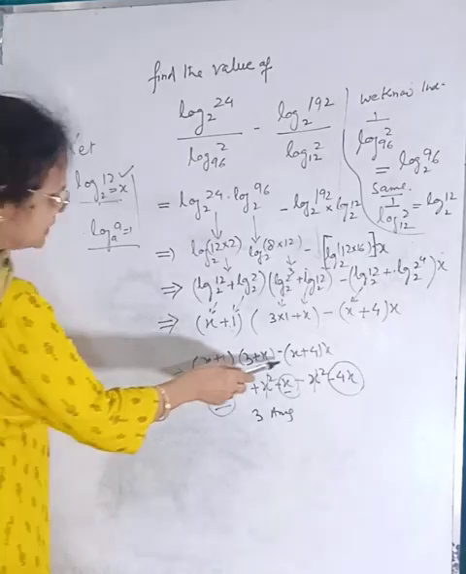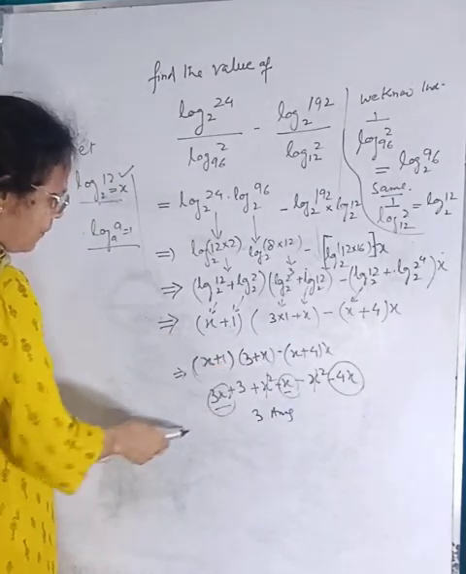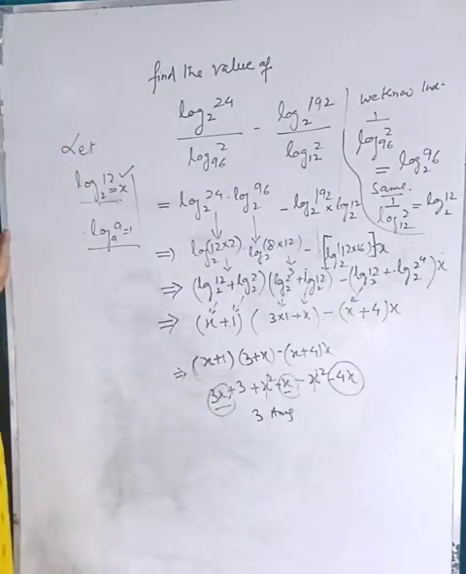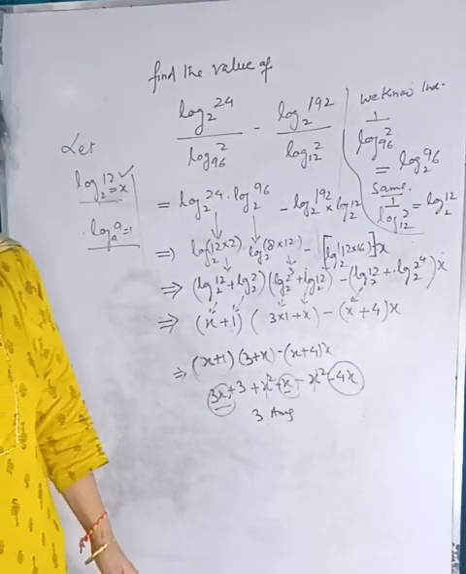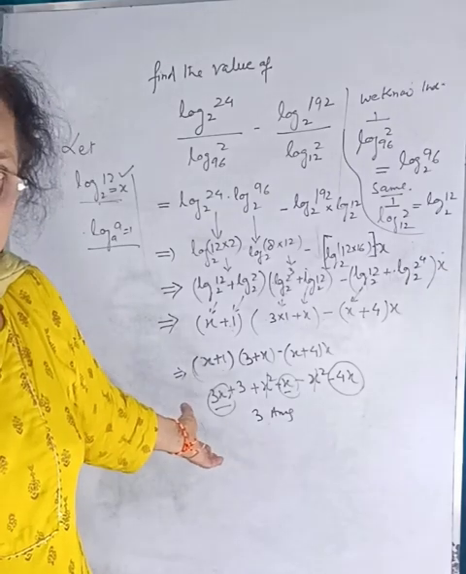Now this is the general equation. Multiply किया, open किया, only 3 is the answer. Clear? Very much clear. Let practice this करिए.